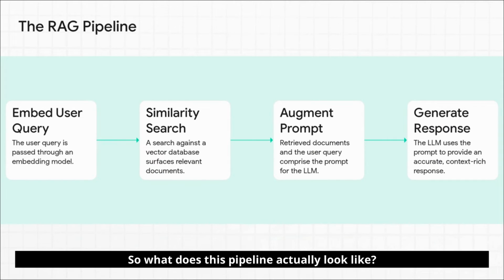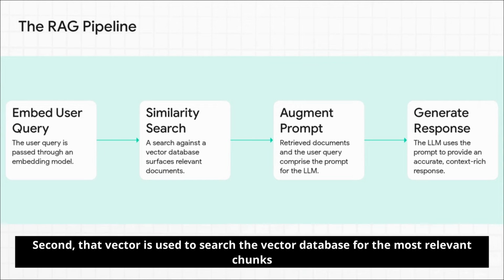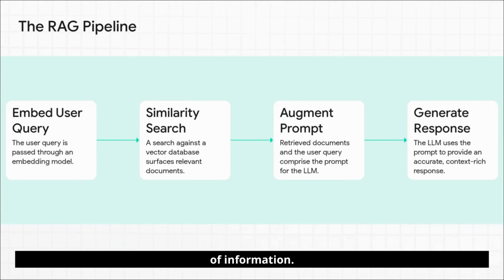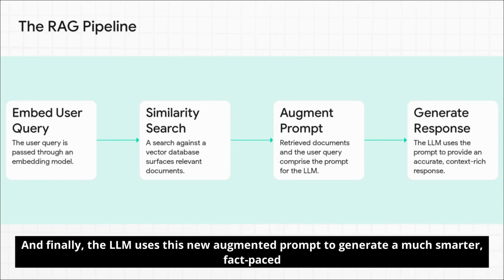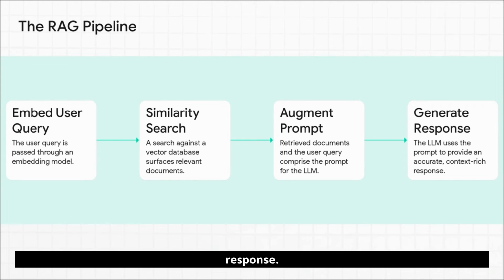So what does this pipeline actually look like? Well, it's a pretty straightforward process. First, your question gets turned into a vector. Second, that vector is used to search the vector database for the most relevant chunks of information. Third, that retrieved info is stuffed into the prompt right alongside your original question. And finally, the LLM uses this new augmented prompt to generate a much smarter, fact-based response.